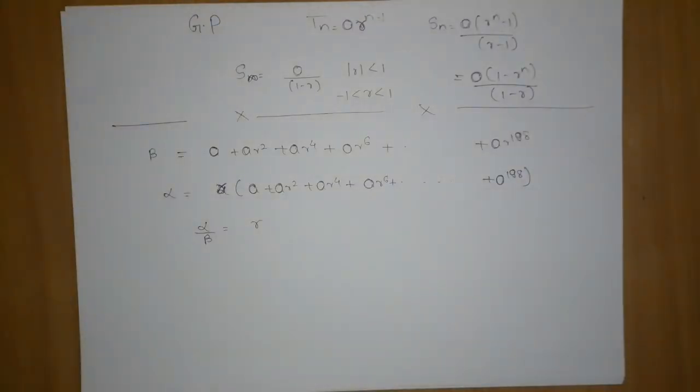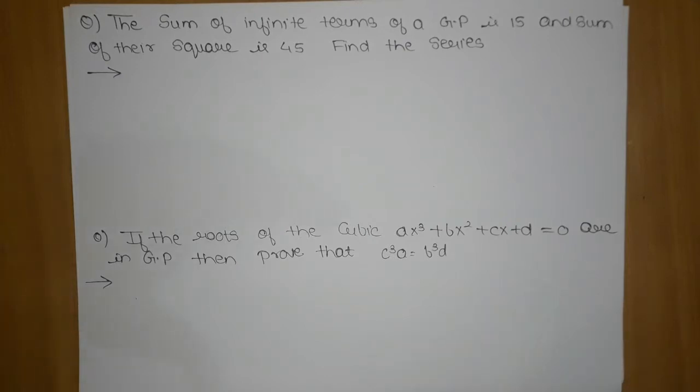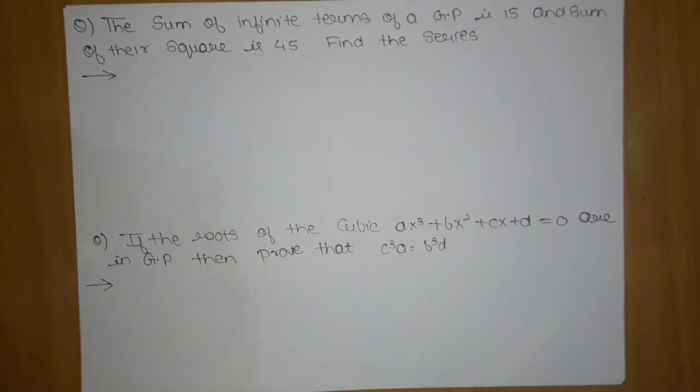The next question is as follows. The question says the sum of infinite terms of a GP is 15, and the sum of the squares is 45. Now let's understand the problem. They're telling us to find the series. In any question, if they tell you to find the series, you have to just find a and r. That's all, they're not telling anything much.